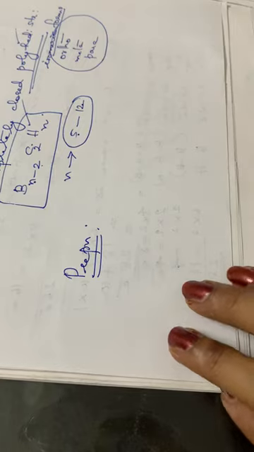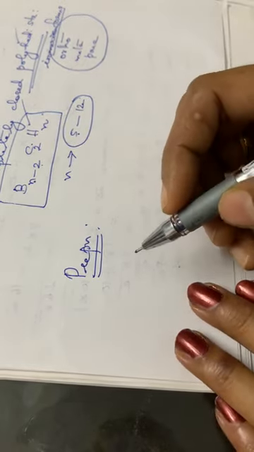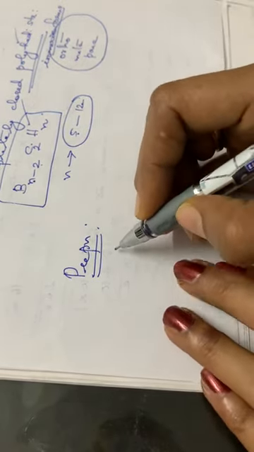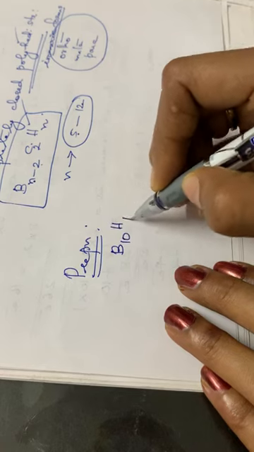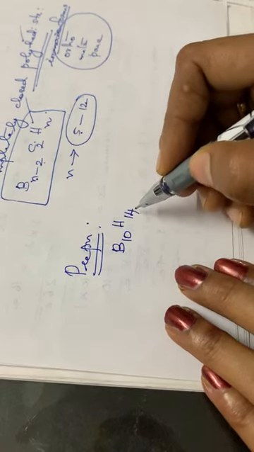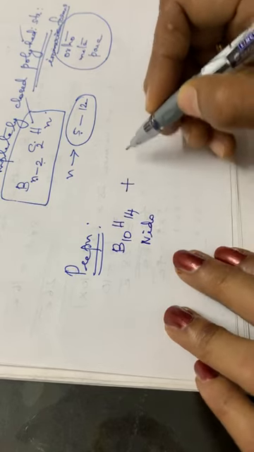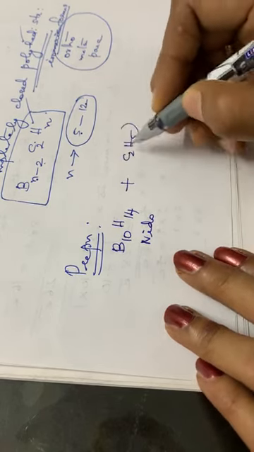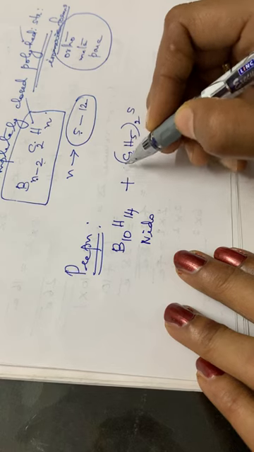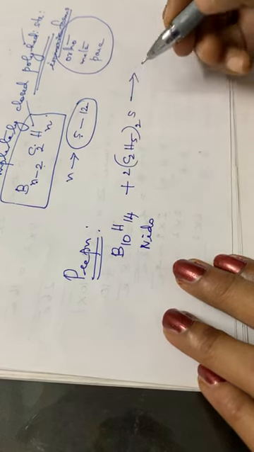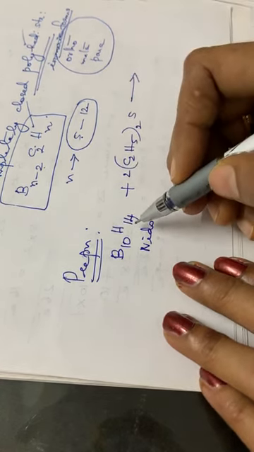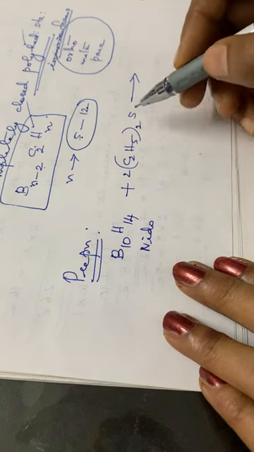Then the next one is the preparation of closocarboranes. Starting from a nidoborane, that is B10H14, BnHn+4. This nidoborane is treated with diethyl sulfide, (C2H5)2S. So what happens is that 2 hydrogen atoms are replaced by this diethyl sulfide.